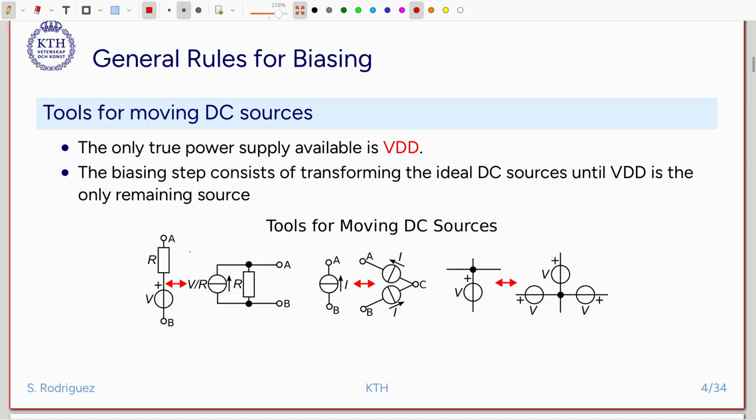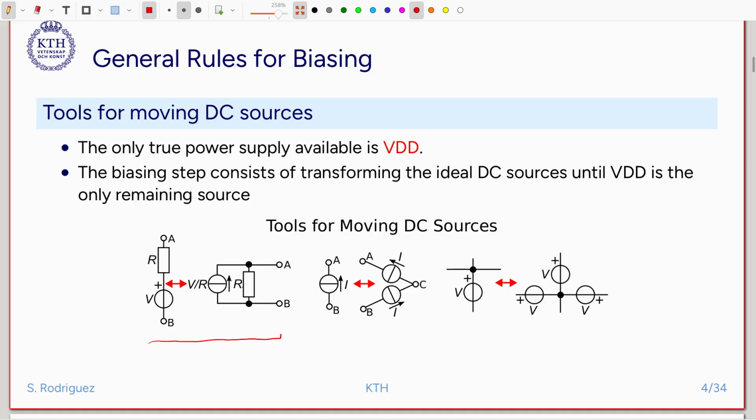So from the bunch of DC power supplies that we have around our transistors, we have to transform all these current and voltage sources until we have only one power supply remaining. And the tools that we're going to use, as mentioned before, are simple tools that we learned in the electrical principles course. First, a Thevenin to Norton transformation, the one that we see here. We can convert a voltage source in series with a resistance to a current source in parallel with a resistance.